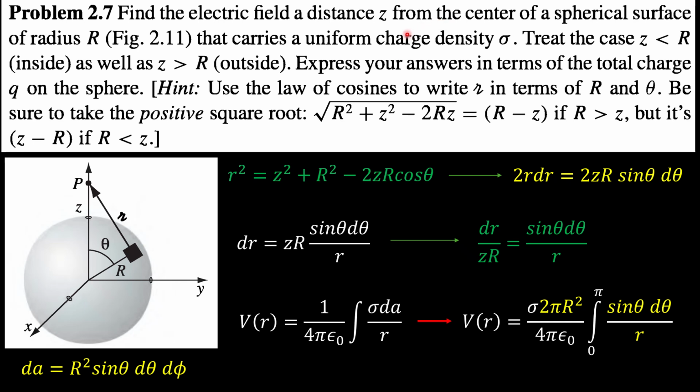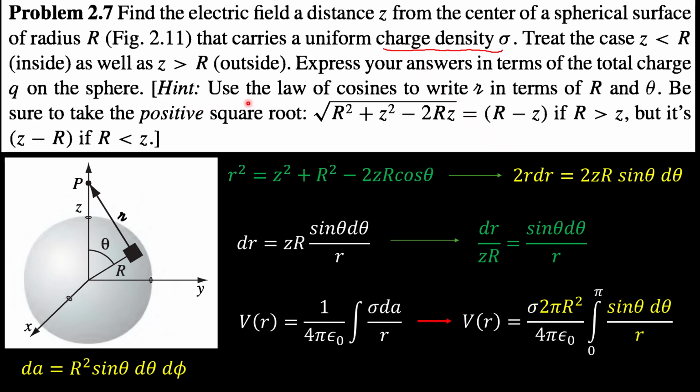Remember that this is a surface charge density sigma, charge per unit area. So treat the case z is less than capital R, that is inside this sphere, as well as z is greater than R, that means outside the sphere. Express your answer in terms of total charge Q on the sphere.